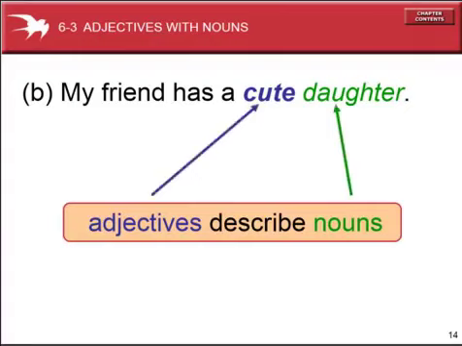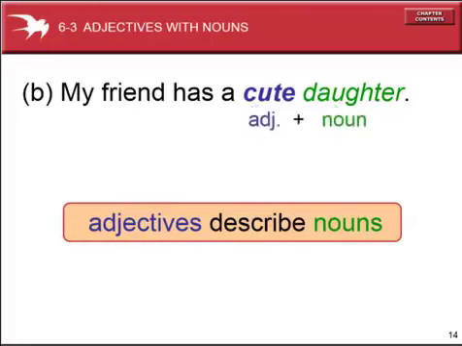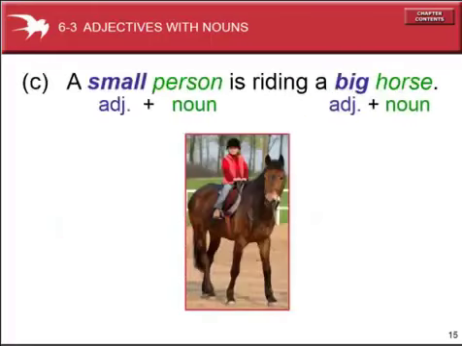It describes the noun. So we know that an adjective can modify only a noun and pronoun. Adjective plus noun. Look, a small person is riding a big horse. Small is an adjective. Person is a noun. A big horse: big is an adjective plus noun.